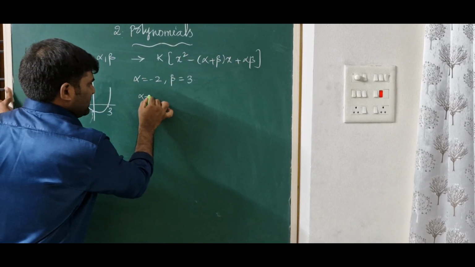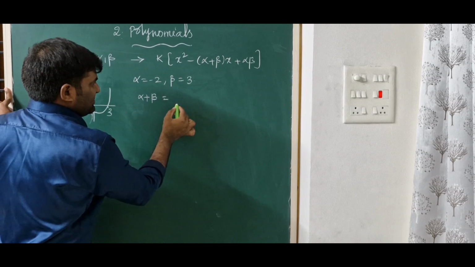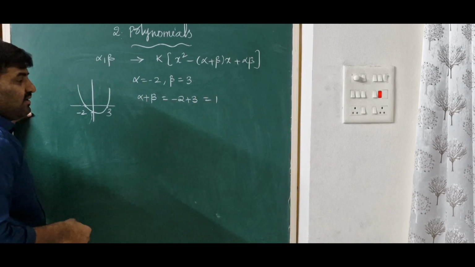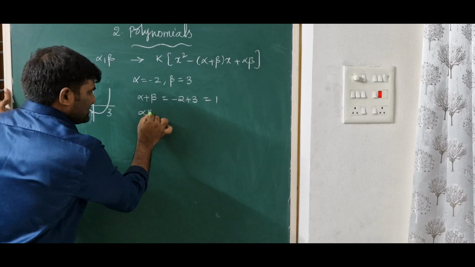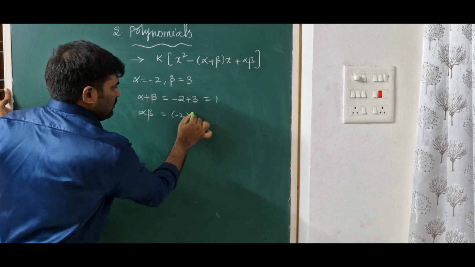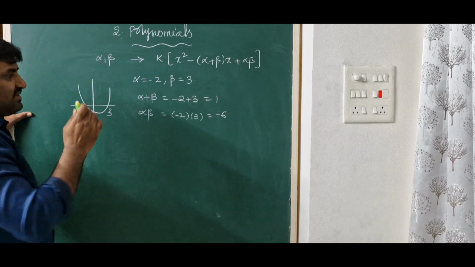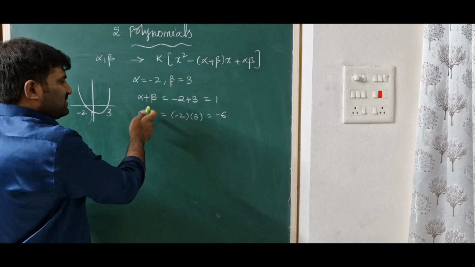What is the sum of the zeros here? Alpha plus beta, which is minus 2 plus 3, is equal to 3 minus 2, which is 1. Now I will find the product of the zeros, that is alpha beta, minus 2 into 3, which is equal to minus 6. So first I am finding the sum of the zeros and the product of the zeros.